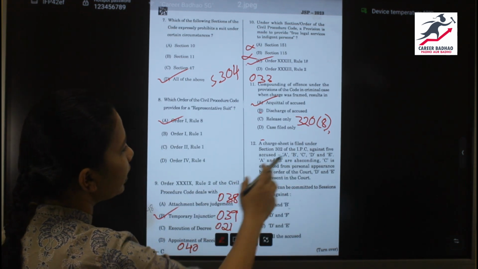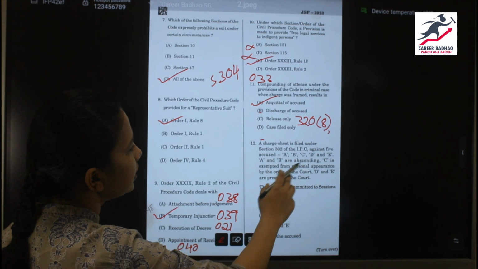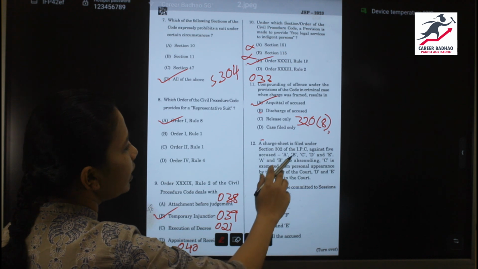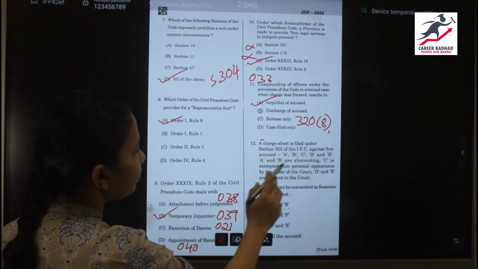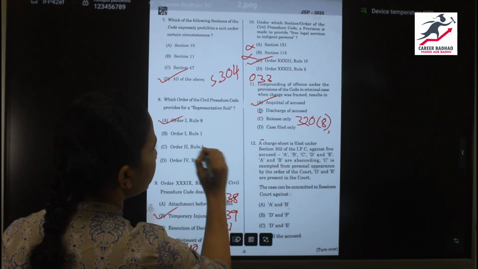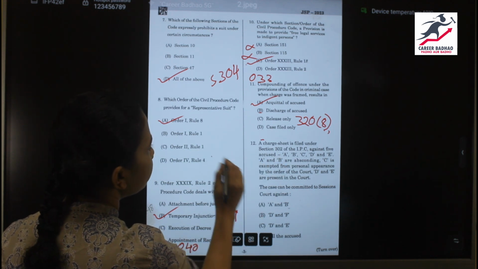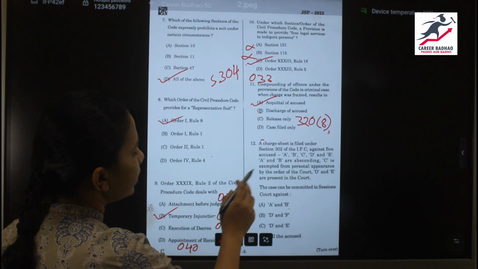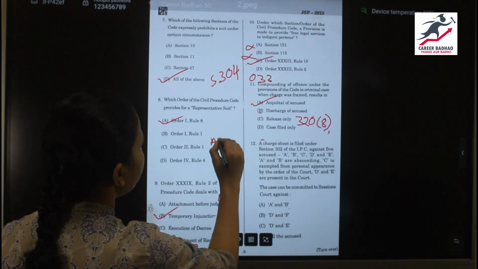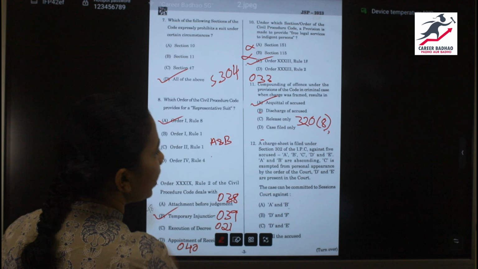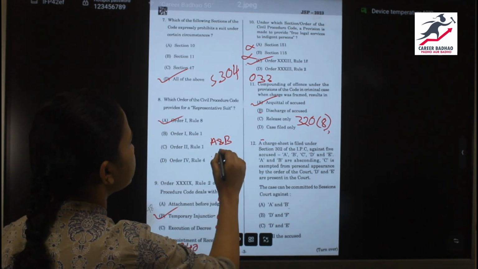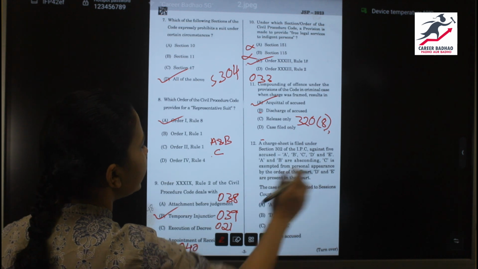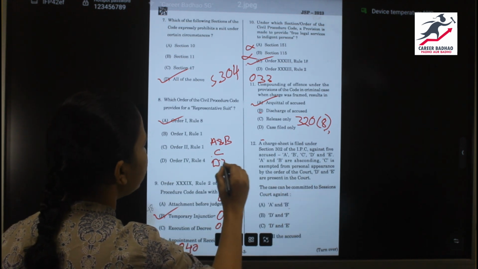Let's move to question number 12. A charge sheet is filed under Section 302 of the IPC, that is punishment for murder, against 5 accused A, B, C, D and E. A and B are absconding. C is exempted from personal appearance by the order of the court. D and E are present in the court.